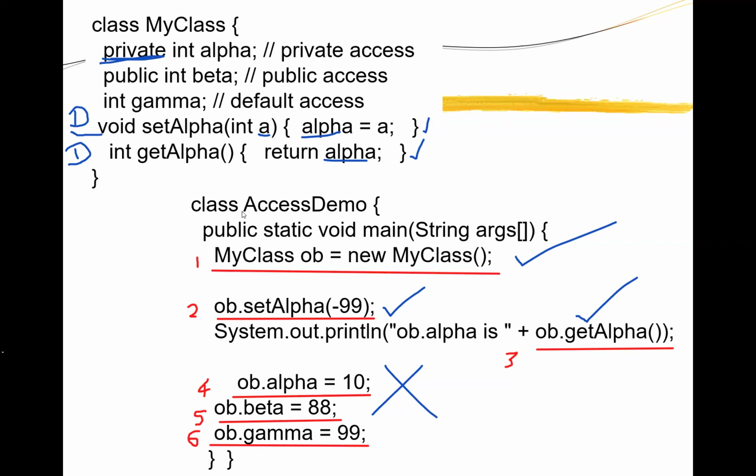Right. ob.beta. You are trying to access the beta variable. Beta is public. No worries, you can access beta. And gamma. Gamma is default. Default means package level access. Yes, gamma also can be accessed. Only the alpha variable cannot be accessed because it is declared as private. Since it is private, you cannot access it. This is what you call encapsulation.